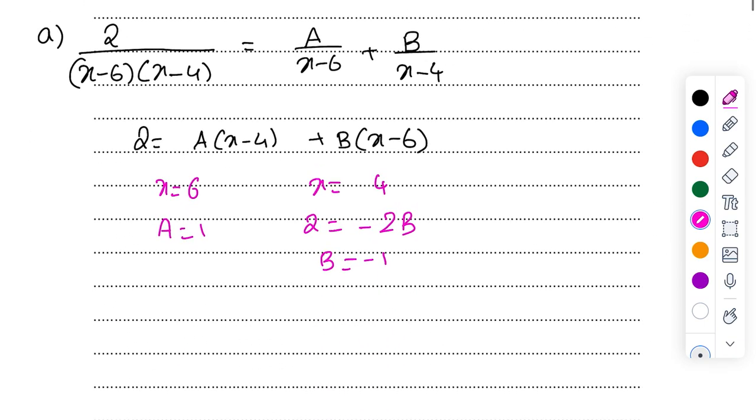So what are my partial fractions? 2 upon x squared minus 10x plus 24 equals 1 upon x minus 6 minus 1 upon x minus 4. Don't forget to write this step.